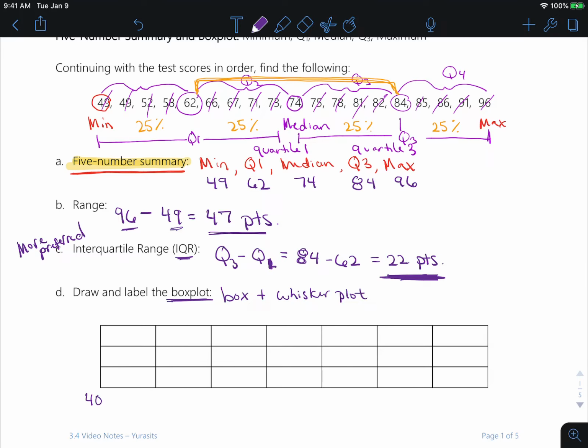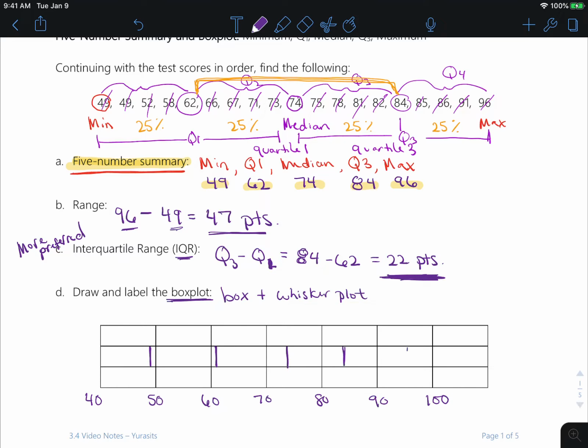Your minimum is 49, so that will go right before the 50. I draw a vertical line at 49. Another vertical line at 62. Another one at 74, and I'm just eyeballing it. Another one at 84. And then 96.